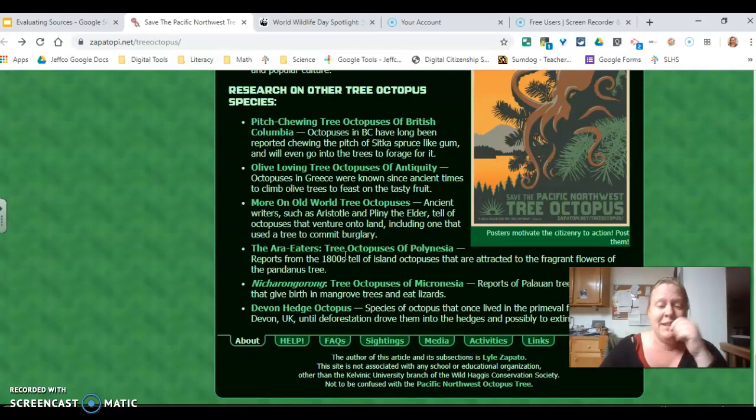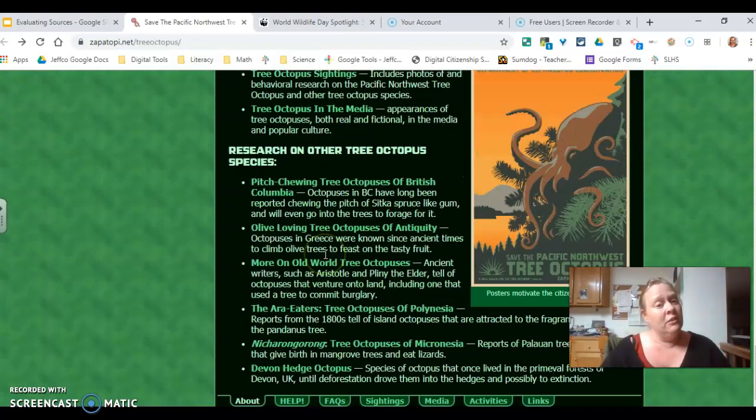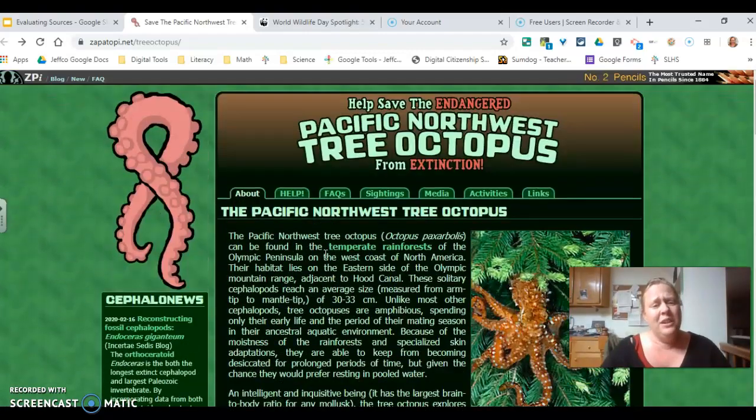And then I found this down at the bottom. It says this site is not associated with any school or educational organization. So I don't know. I'm starting to really have some doubts about the validity of the Tree Octopus website. So I guess I'm going to have to think a little bit more about how much I trust this one.